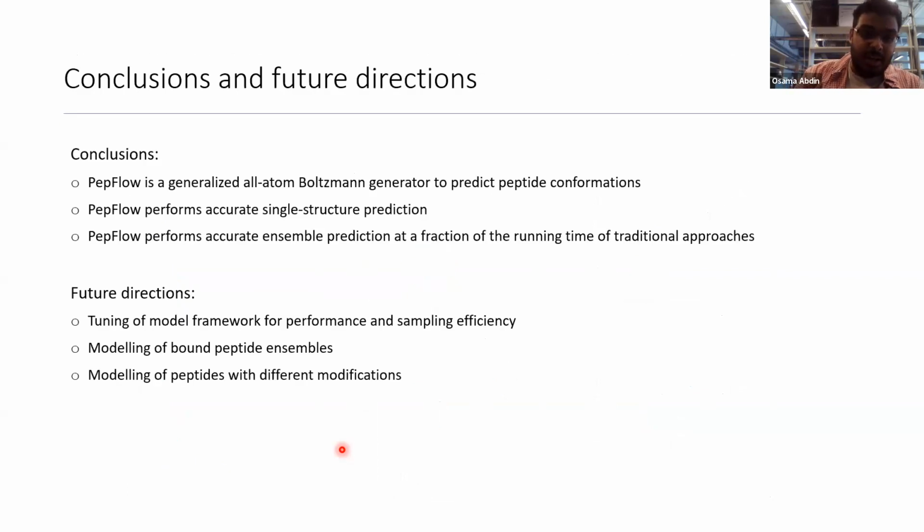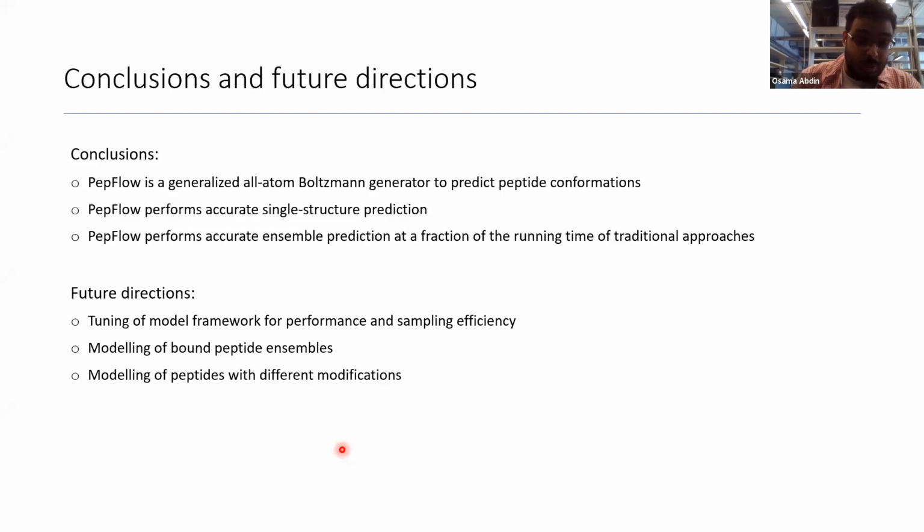So that being said, I hope what you got from this is that we developed a generalized all-atom Boltzmann generator to predict peptide conformations, and PepFlow is able to generate single structure predictions with a relatively high degree of accuracy, and is able to generate accurate conformational ensembles at a fraction of the running time of traditional approaches. We're currently actively working to improve the framework. There are constantly improvements to both graph neural network architectures, as well as diffusion and flow frameworks that could be tried that could potentially improve the expressivity and performance of the model.